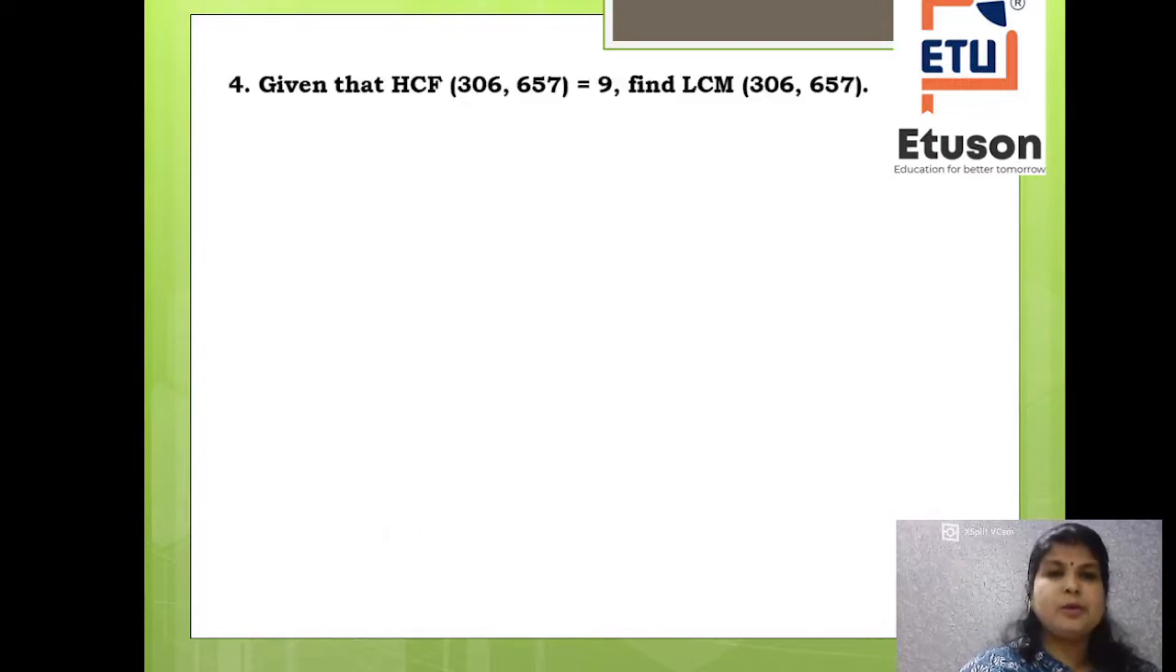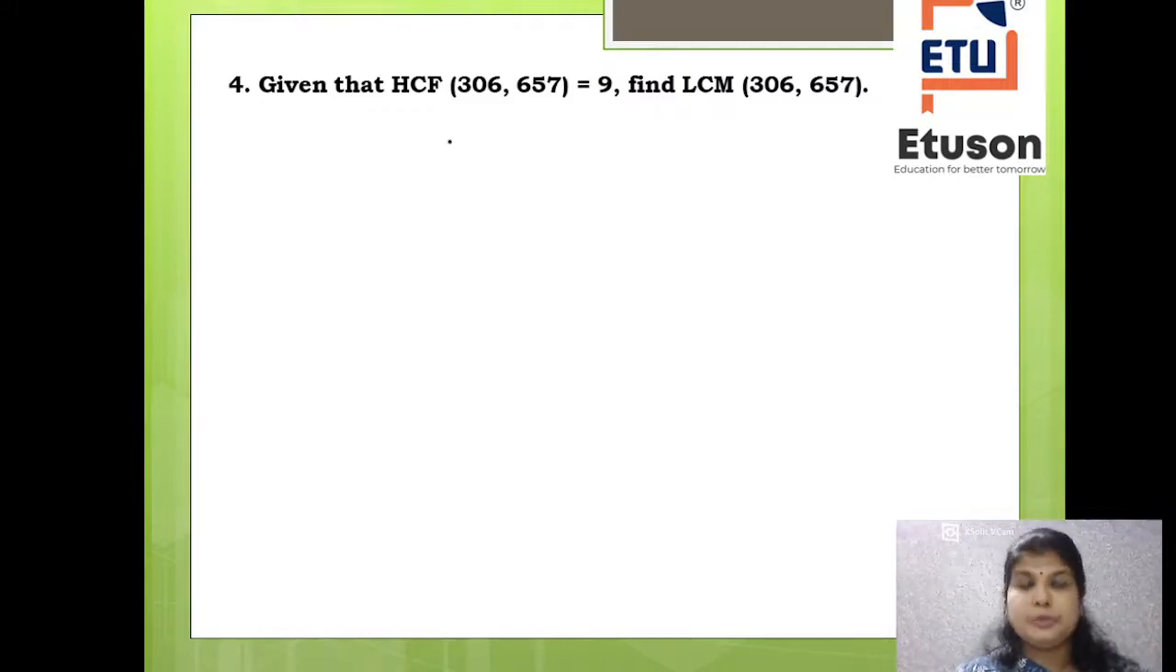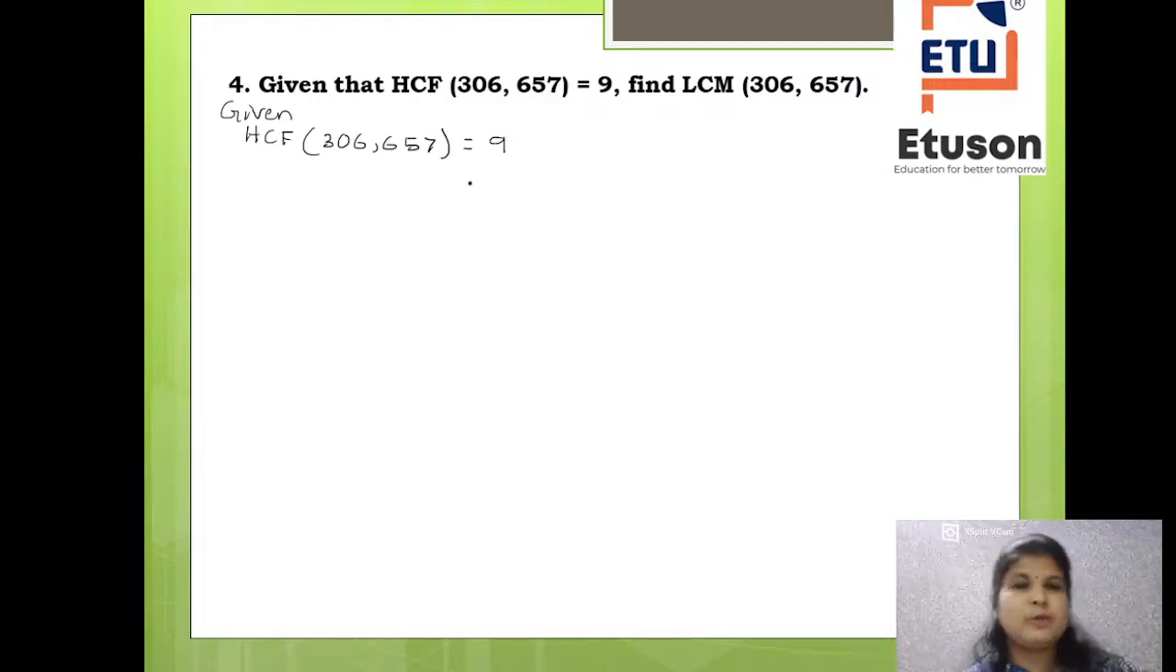What is next problem now? Given that HCF of 306 and 657 is equal to 9, find LCM. तो ये तो ऑलरेडी तुम लोगों ने फॉर्मूला यूज करके वेरिफिकेशन में क्वेश्चन नंबर 2 में वेरीफाई किया ना, वही सेम फॉर्मूला को इधर यूज करना है. तो लेट अस राइट डाउन द सॉल्यूशन फॉर दिस. सो व्हाट इज गिवन? क्या दिया हुआ है? 306 और 657 का HCF तुम्हें दिया गया है, which is equal to 9. तुम्हें क्या निकालना है? LCM निकालना है, LCM of the same two numbers.